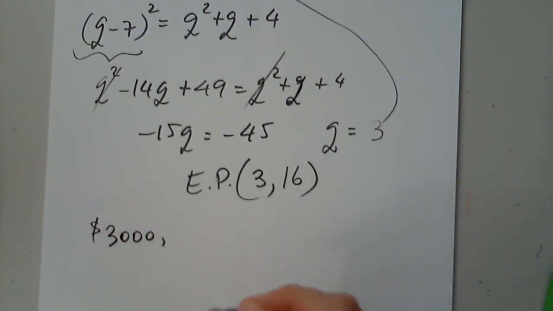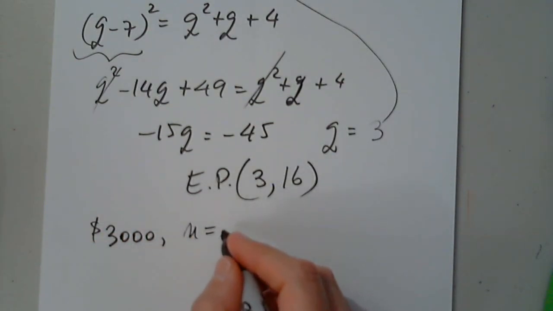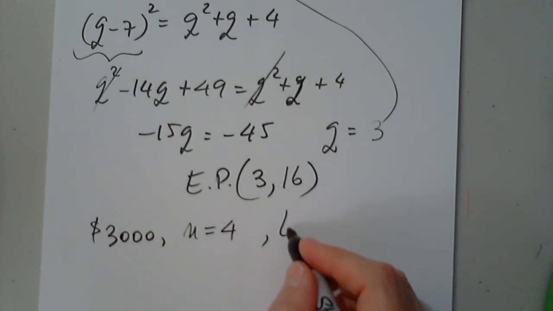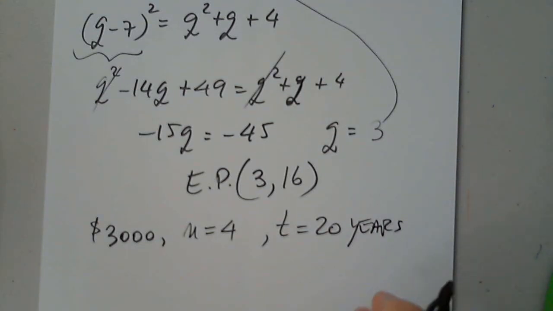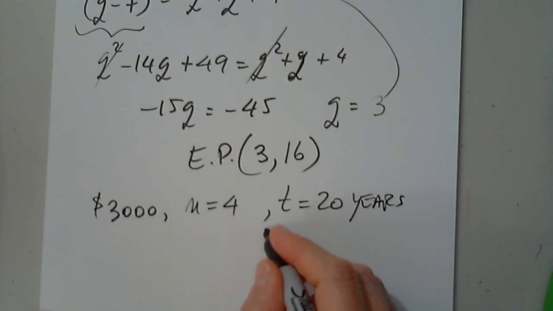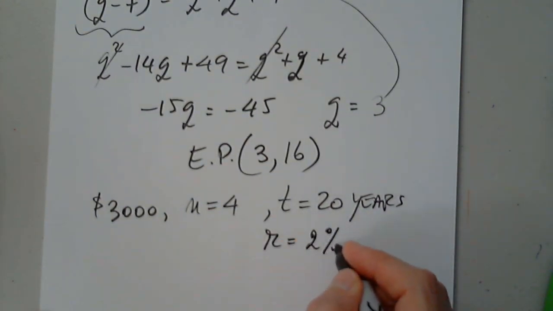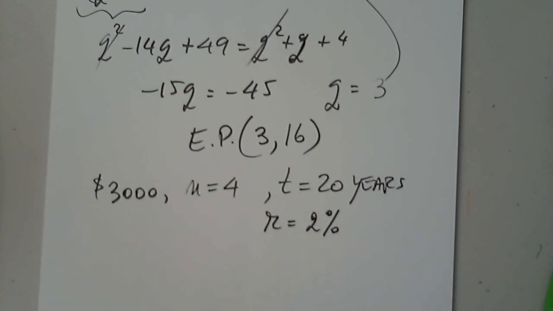What if we invest $3,000 quarterly for 20 years? And the interest rate is 2%. How much do we get at the end of the 20 years?